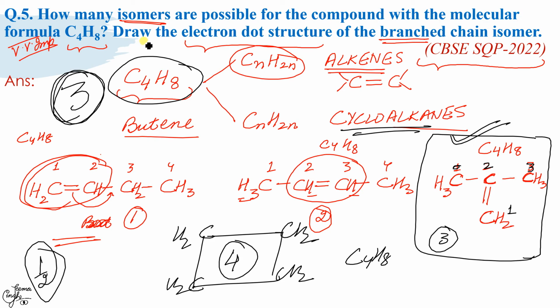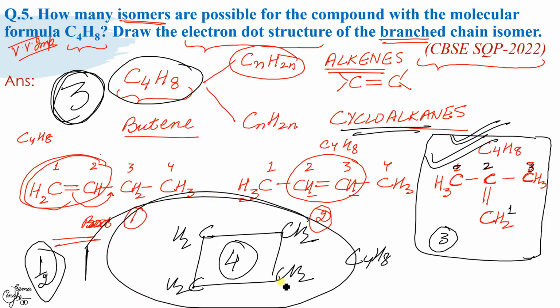And the next part is to draw the electron dot structure of the branched chain isomer. For drawing this structure in the form of an electron dot structure with dots and crosses, you get 1 mark. Another part is also there in the question, but that is different and I'm going to take it up later on. So this is an important question because this is the point where most of the students falter.